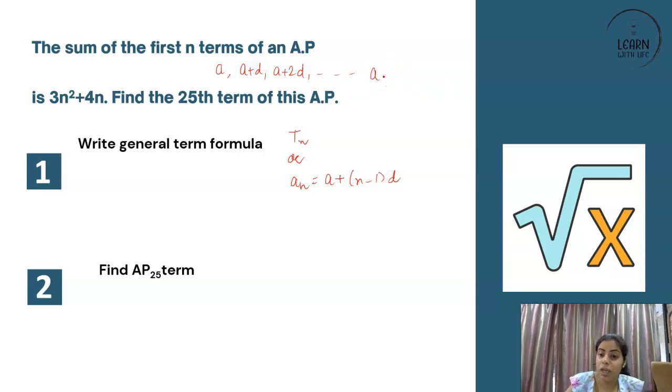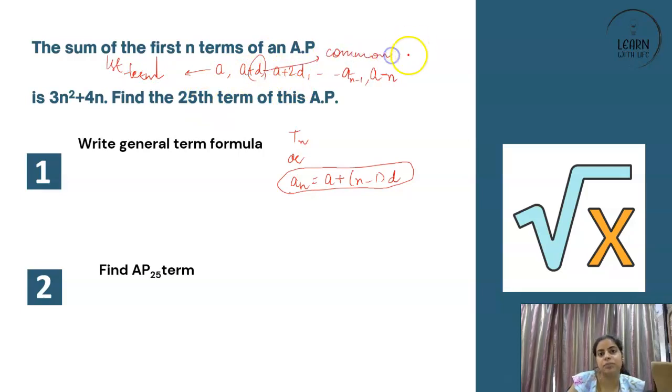So for an AP with general terms a, a plus d, a plus 2d, and so on up to An, which is the last term, and here it can be An minus 1. This is the general formula, where a is your first term and d is your common difference. So this we should know in order to solve this further. Now the general formula we've already written. In the previous question also I taught you that writing the formula is very, very important. Before that you should not move.